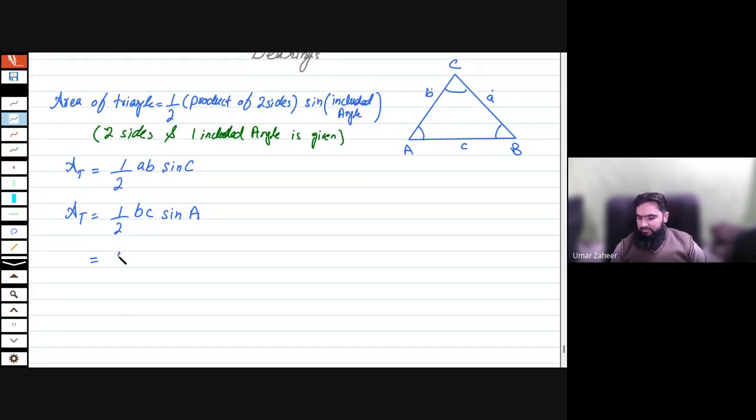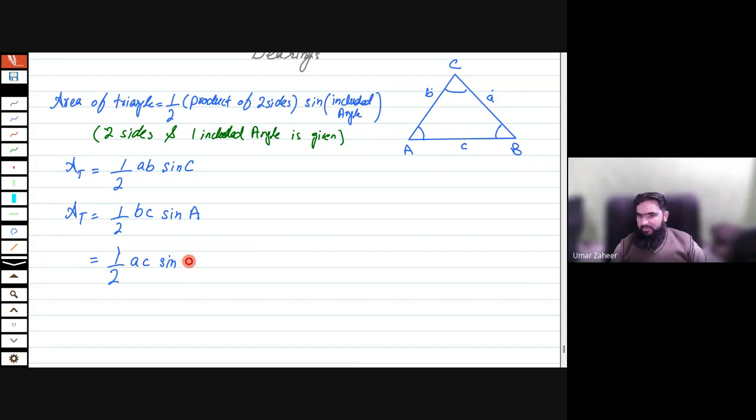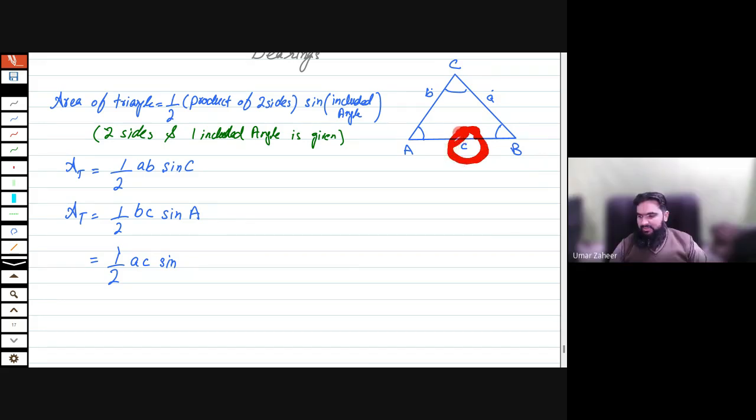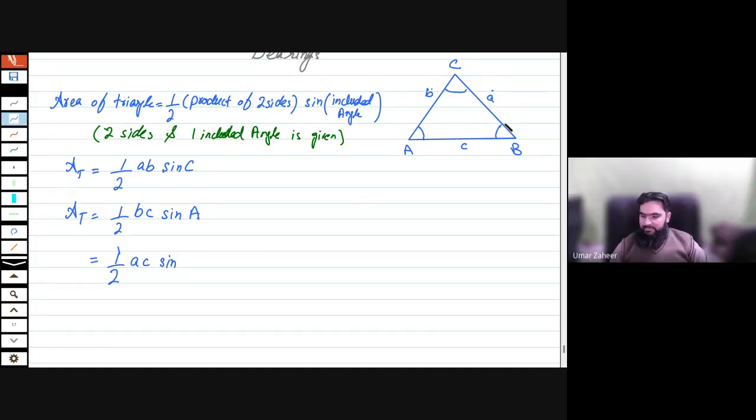And for the next formula, 1 by 2, we are going to take the sides A and C. So what is the included angle between A and C? Yes, Ibrahim. Sir, it's capital B. Okay. Yes, Mirza Bihar. What is the included angle between side A and side C? That is B.